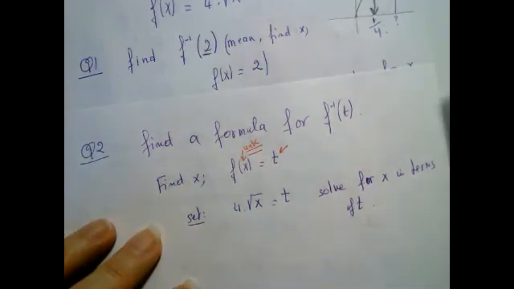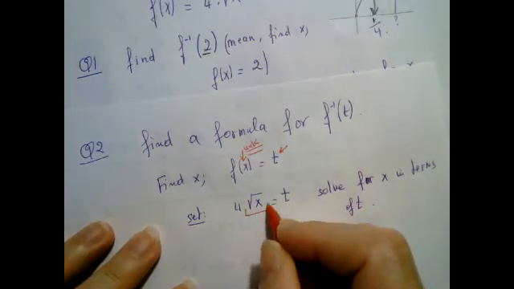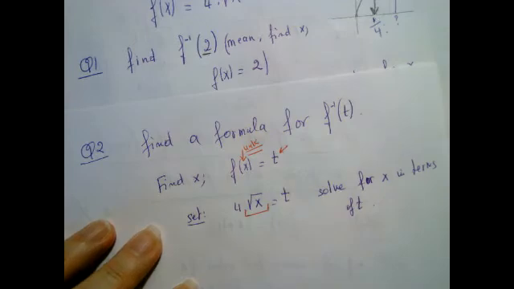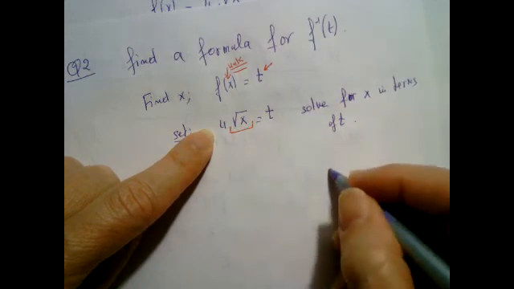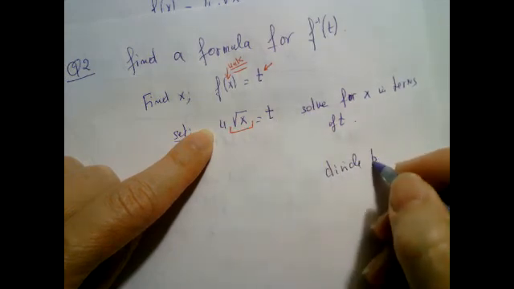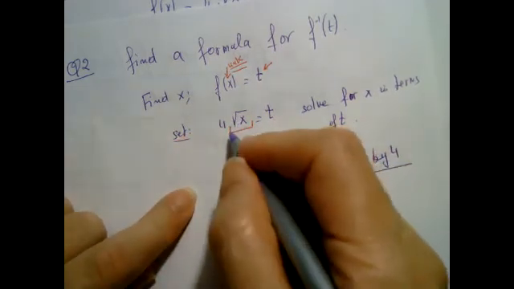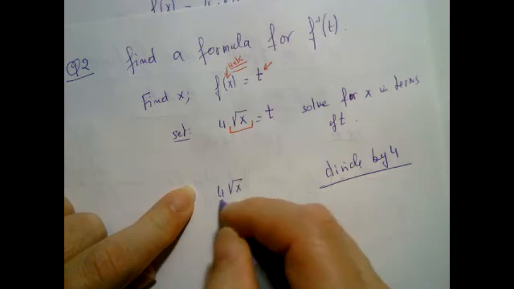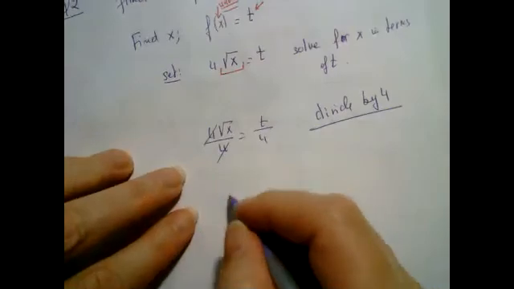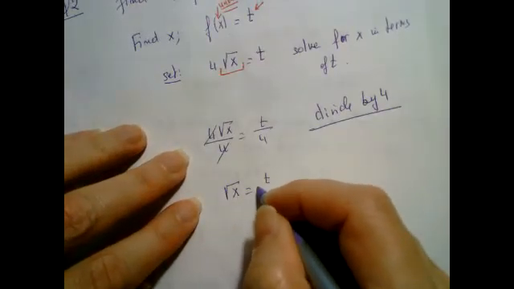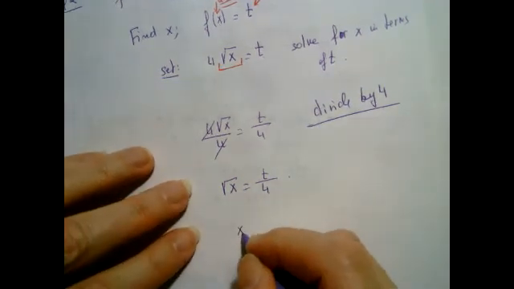Now we're going to do verbatim what we did before. So what did we do before? We need to isolate the square root. How do we isolate the square root? We need to divide by 4 both sides. So I'm going to divide by 4. 4 is not disappearing by any stretch of the imagination. I divide by 4, so basically I'm doing this. And now the 4 and 4 simplify, which will give me the square root of x equals t over 4. So what is x? Now I square both sides.